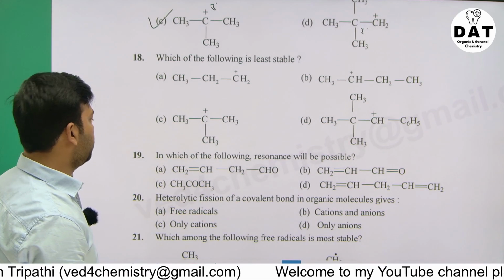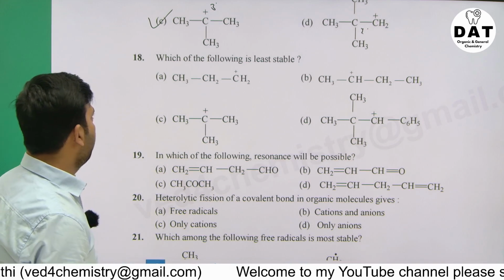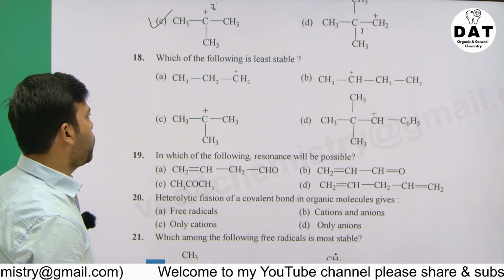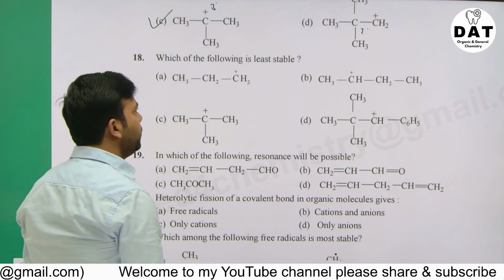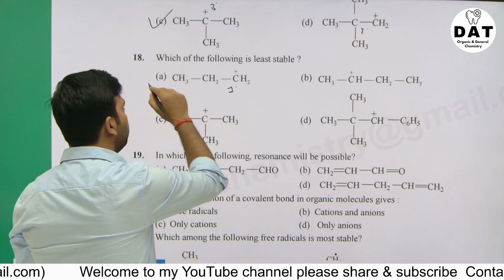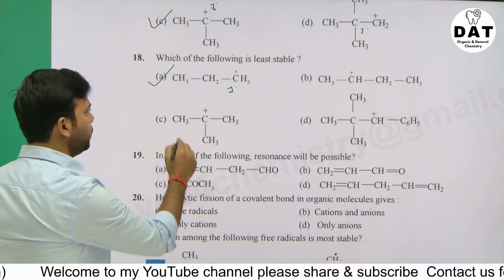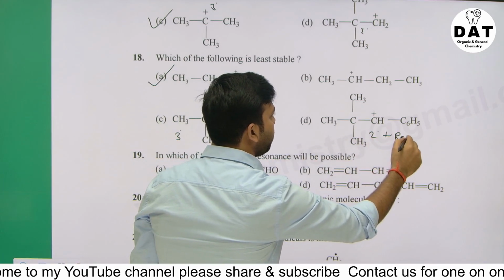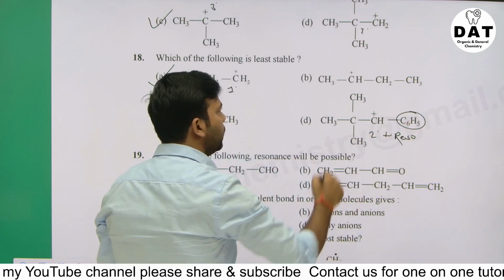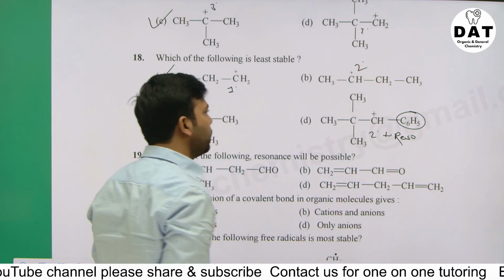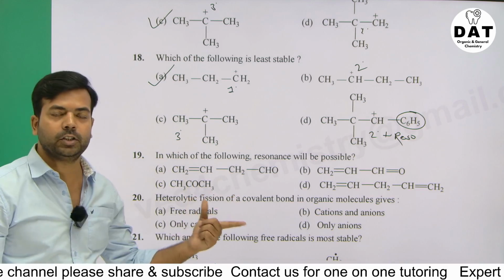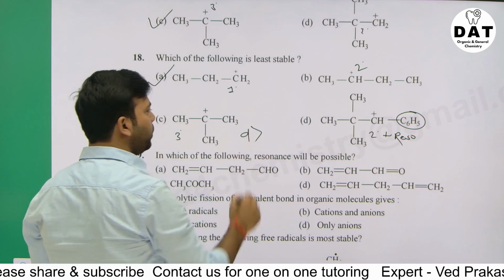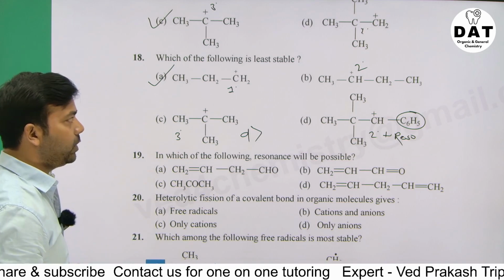Question number 18, it is talking about which of the following is the least stable. Easy, very easy. This is just a primary, that's why it is the least stable. Clear? This is tertiary, stable. This is secondary and one side with resonance. C6H5 means benzene, and this is just a secondary without resonance. Suppose we have to set here the decreasing order of stability. So we can say D is the most stable. Why? Because D has a secondary with the resonance, and resonance dominates here.